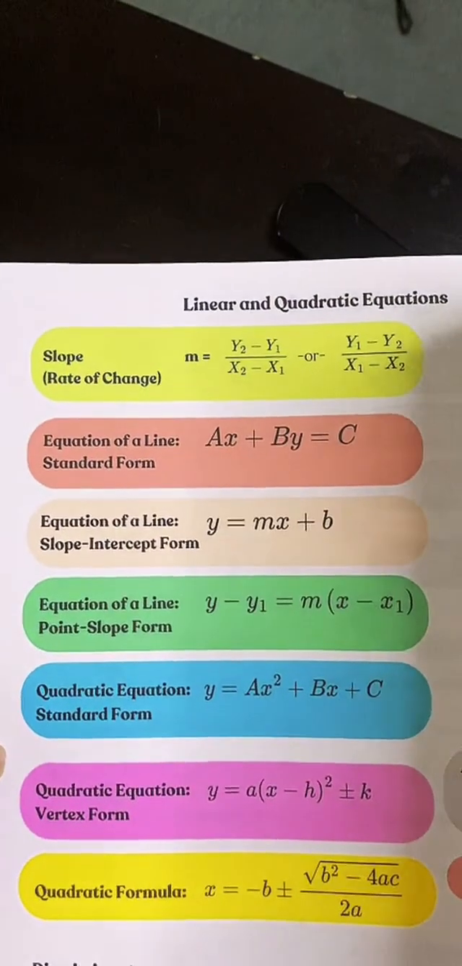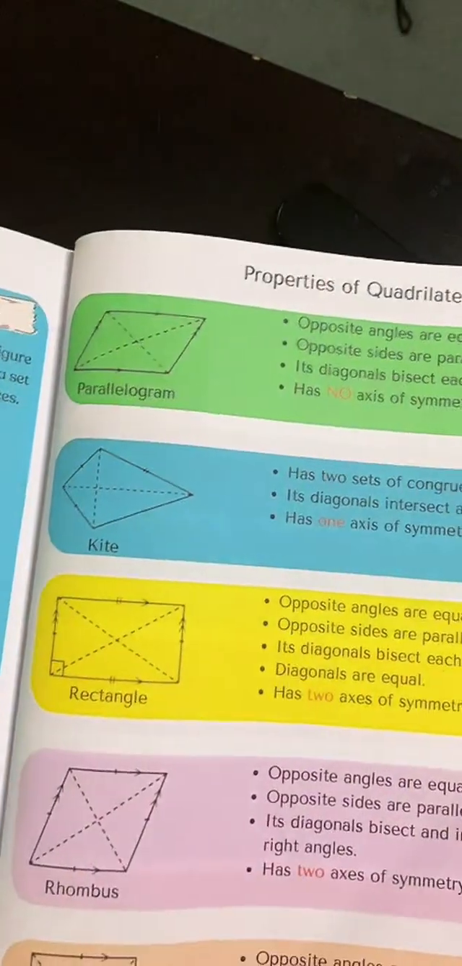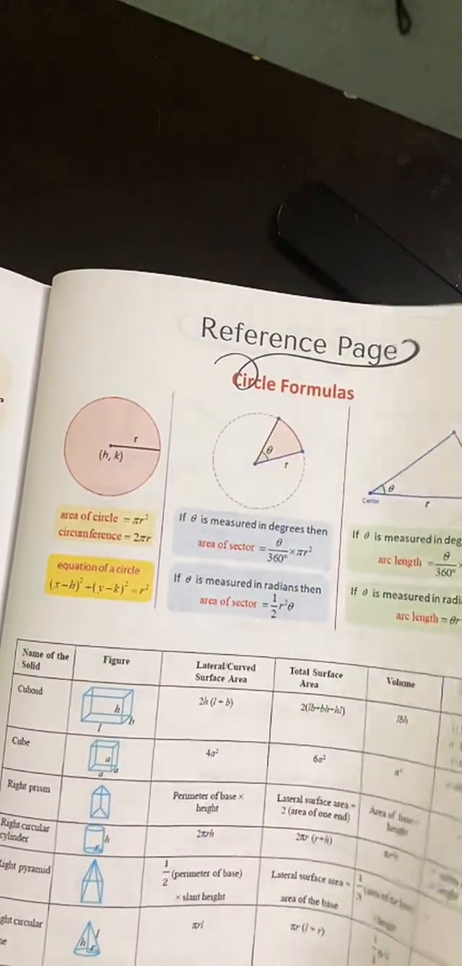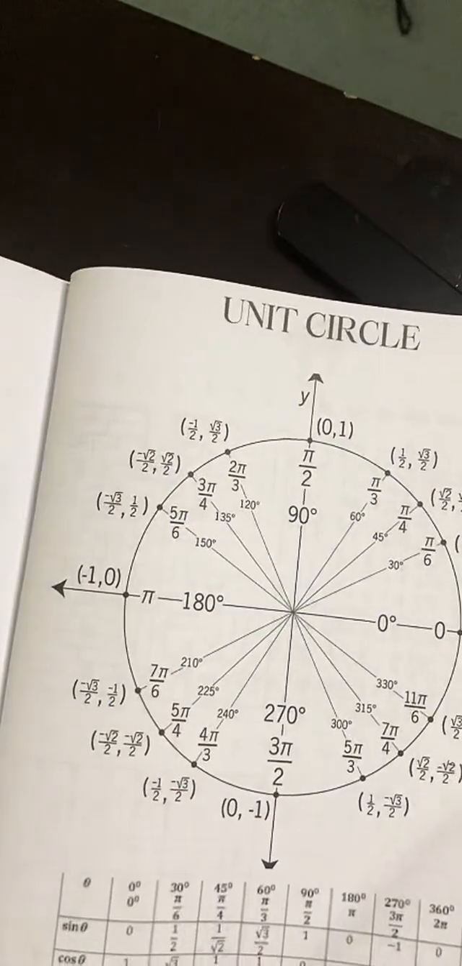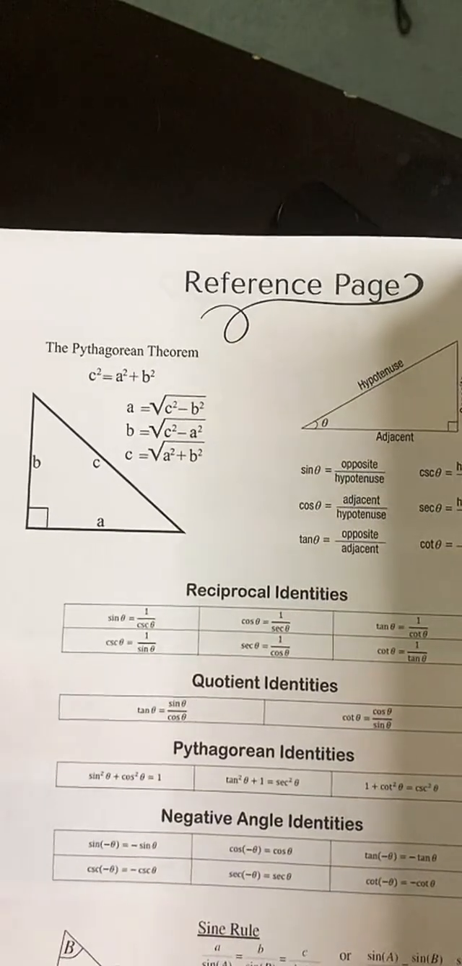Then we actually kind of dabbled a little bit. Then you have the different linear and quadratic equations out there, as well as properties of quadrilaterals, looking at volume and surface area, and the lovely unit circle, as well as Pythagorean theorem and some other trig functions.